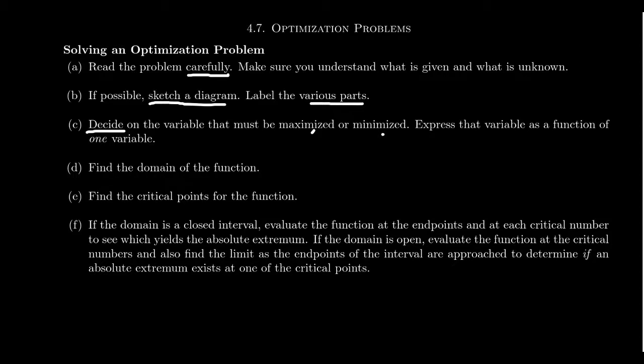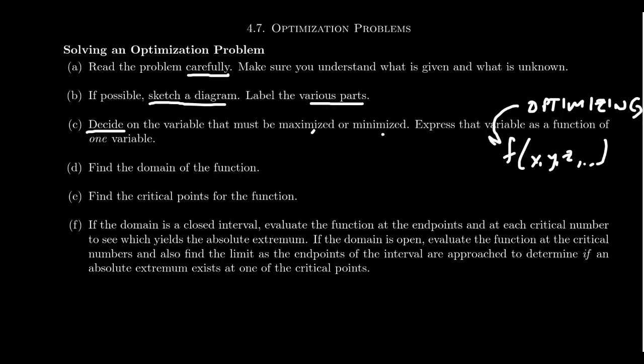We can come up with an optimizing function. This is our function f of, well, there could be lots of variables, x, y, z, etc. We're trying to optimize this function right here. Now, this is single variable calculus. We're not going to be having a lot of variables floating around here. In particular, can we write this optimizing function as a function of one variable? And sometimes that's not going to be exactly obvious how to do that.